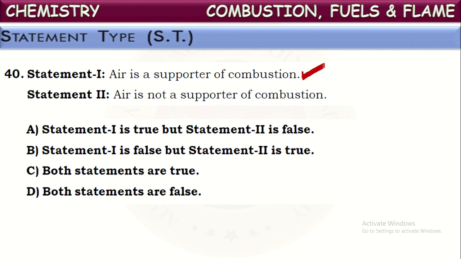Air, in the sense, the gas present in the air is oxygen. It supports the combustion. So in the presence of air only, any combustion occurs. So we can say air is a supporter of combustion because of the presence of oxygen in it.